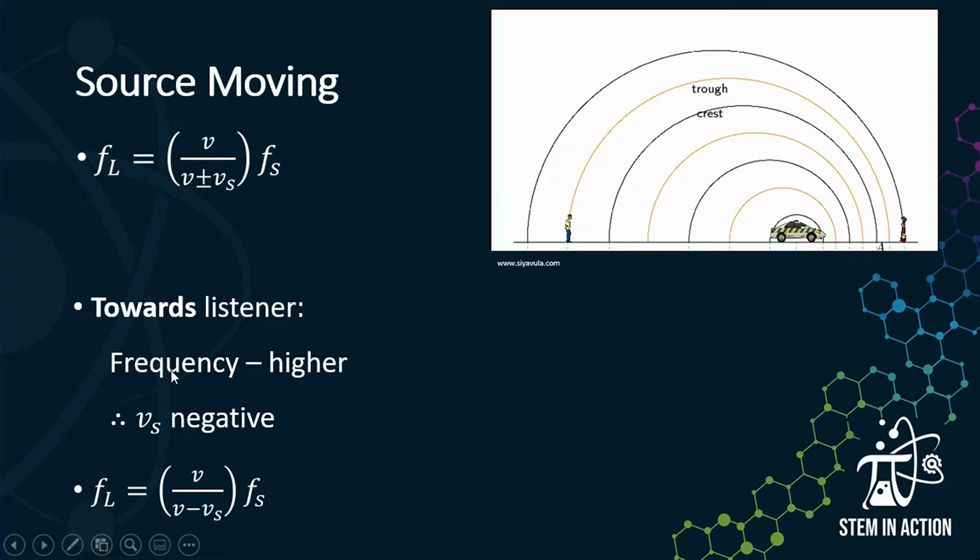That is because if we want a higher frequency, we need to divide by a smaller number to get a bigger answer. So we need to make the number at the bottom of the fraction smaller than the number at the top of the fraction. And that is why we are subtracting Vs.